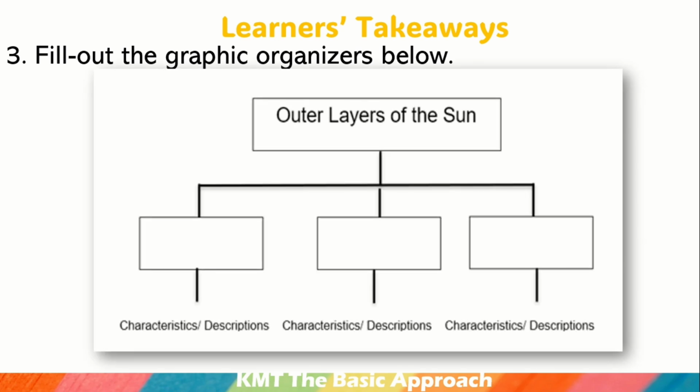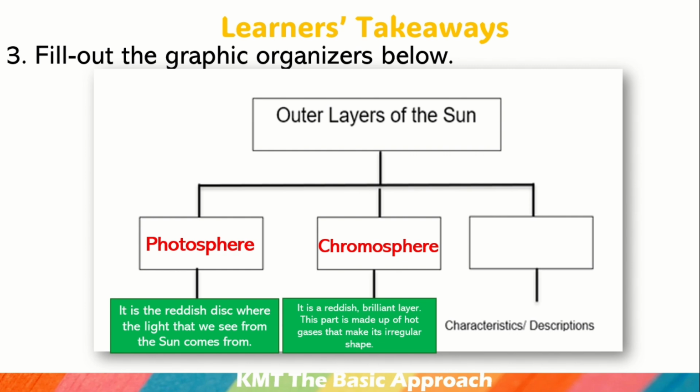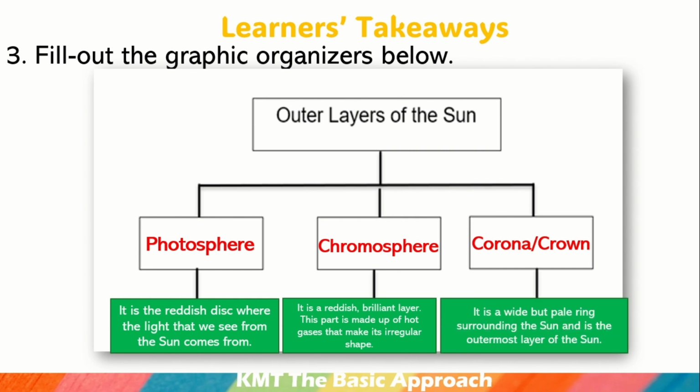Part 2. Fill out the graphic organizers for outer layers of the sun. Let us now fill out the graphic organizer. Photosphere. It is the reddish disk where the light that we see from the sun comes from. Chromosphere. It is a reddish, brilliant layer. This part is made up of hot gases that make its irregular shape. And last, corona or crown. It is a wide but pale ring surrounding the sun and is the outermost layer of the sun.